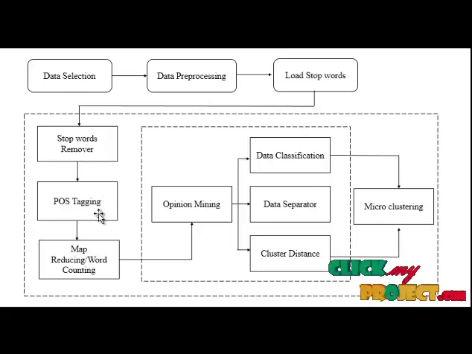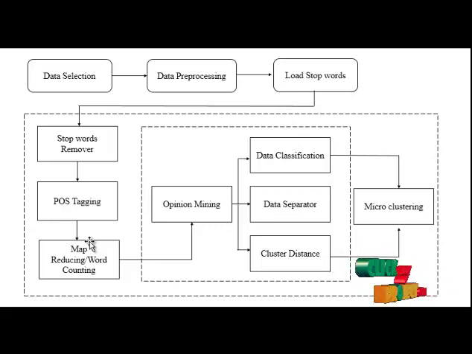Next it goes to POS tagging. POS tagging is one of the tools implemented to classify the given words into nouns, verbs, adjectives, pronouns, etc. This is one of the major purposes of POS tagging, so our original data is classified by POS tagging. After POS tagging, it goes to MapReduce. MapReduce is a framework by which our words can be reduced and clustered.